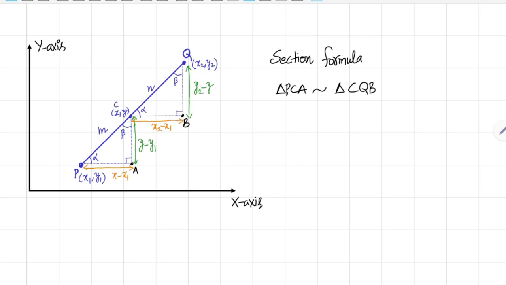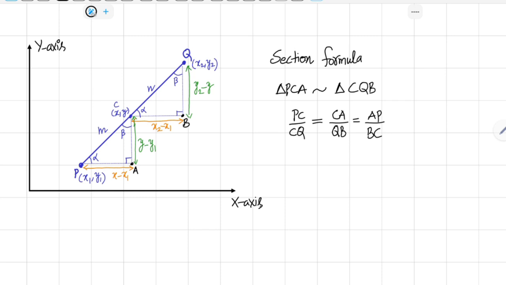Now, from the similar triangles, we can write that the ratios of the corresponding sides are equal. Let me write first one side, which is PC in triangle PCA by CQ in triangle CQB, and it is equal to CA in triangle PCA divided by QB, and it is equal to AP in triangle PCA and BC, the ratio. This ratio is always equal. In case of similar triangles, the ratios of the corresponding sides are equal.